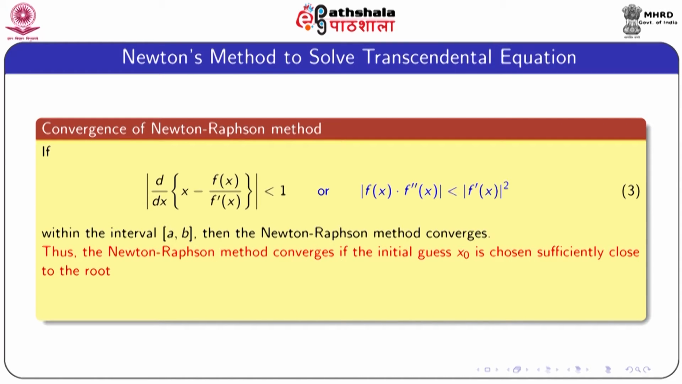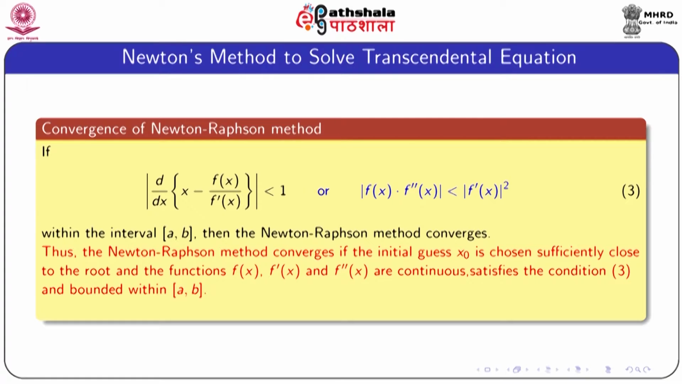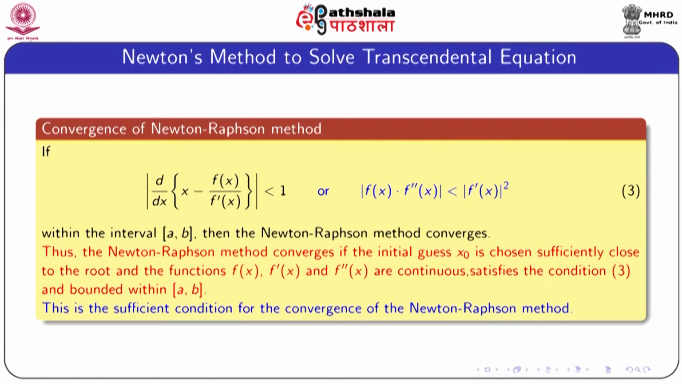the Newton-Raphson method converges if the initial guess x0 is chosen sufficiently close to the root, and the function f(x), the first derivative of f and the second derivative of f are continuous, satisfy the above condition 3 and are bounded within the interval [a, b]. Then this method surely converges to a root. This is the sufficient condition for convergence of the Newton-Raphson method. If this condition is not satisfied, then the method may also give an approximate root, which is approximate to the exact root xi.